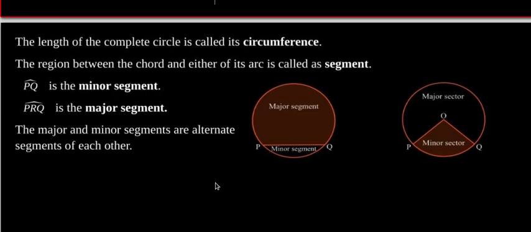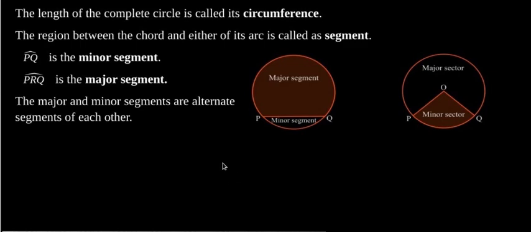Next, we will see about the circumference. The length of the complete circle is called the circumference. If we take a circle, the total length of the boundary is called the circumference.